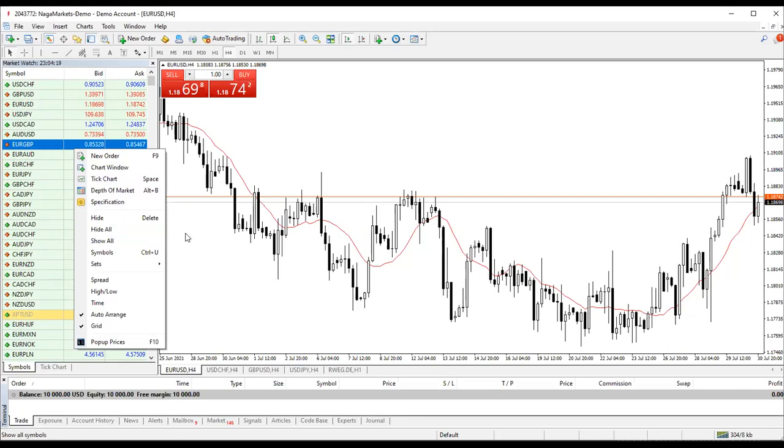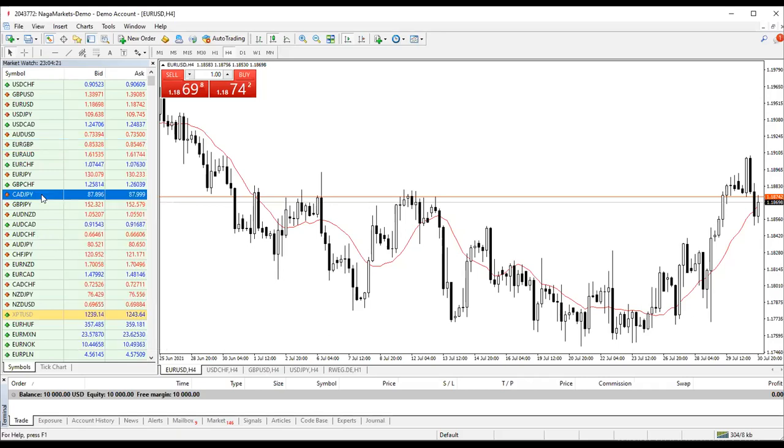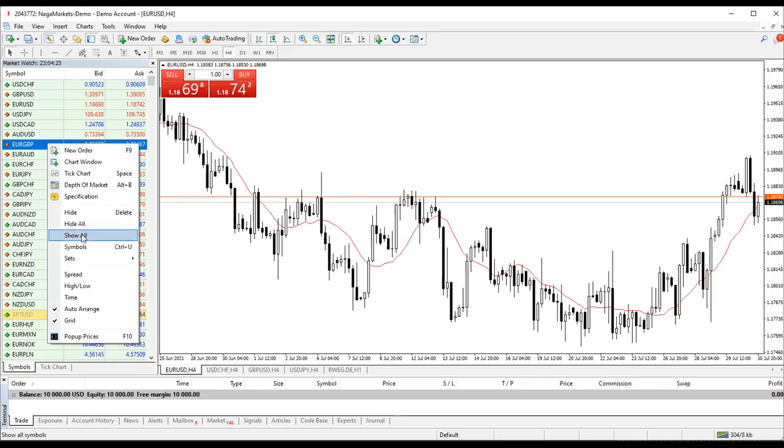So what you just need to do is right click on it anywhere at all and come to show all, and it gives you the entire list. Mine wasn't this many. I just clicked on show all, and it gives you the entire list. If you want to hide them all, you can also do so and just leave the currency pairs or the instruments that you want to be dealing with.